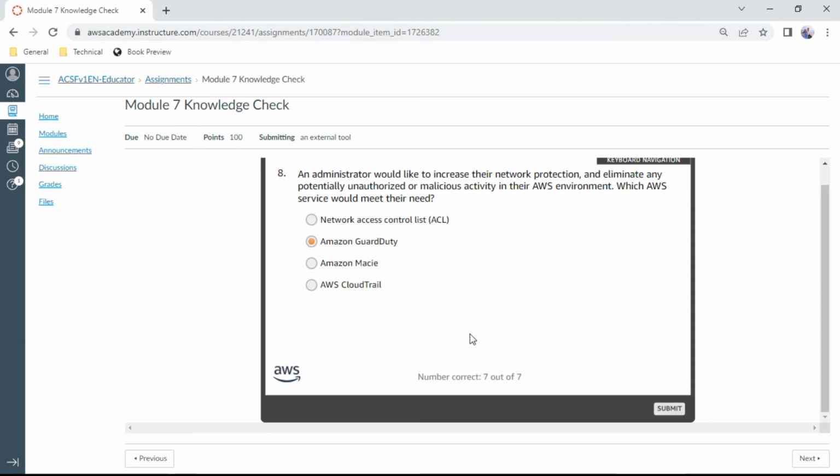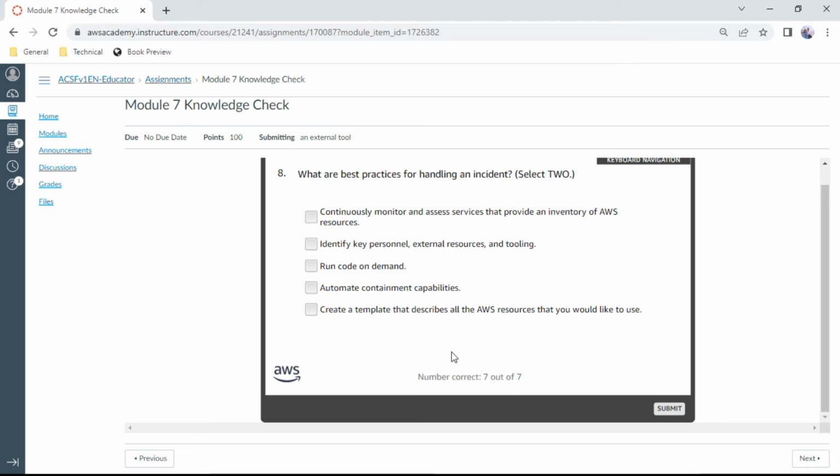Okay. Eighth one: what are best practices for handling an incident? So I say this: automate containment capabilities. That should be one. Identify key personnel, external resources, and tooling. Yeah, these two should be the best practices for handling an incident.